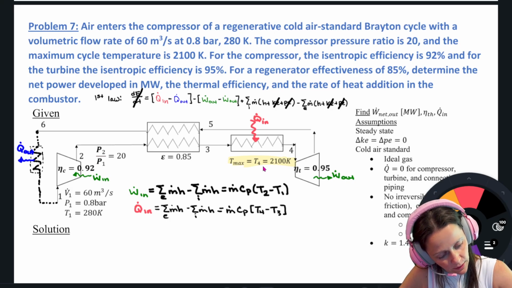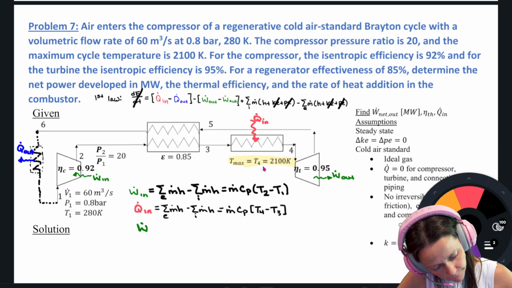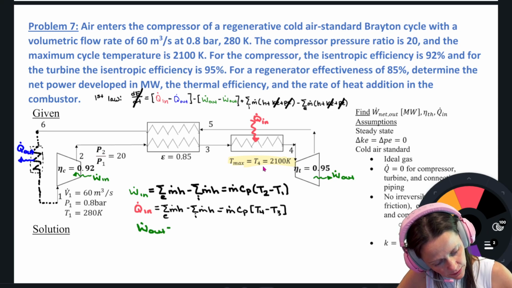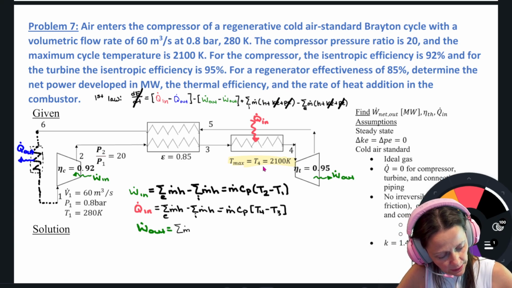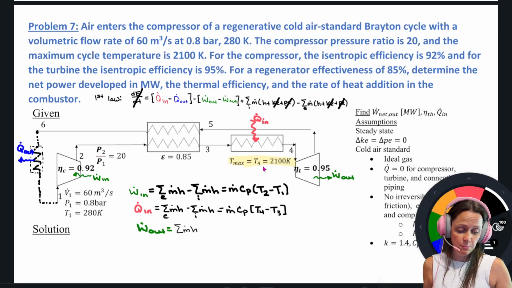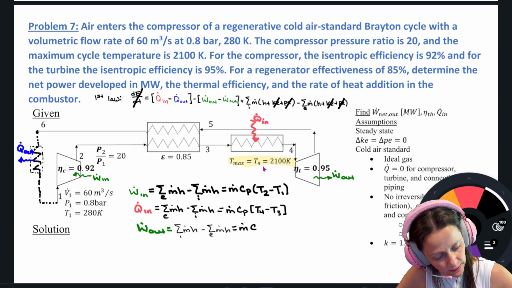And now we're at our W dot out. This is going to be the m dot H. When I apply my first law, it's going to be the stuff going in minus out. This ends up being m dot Cp times T4 minus T5.